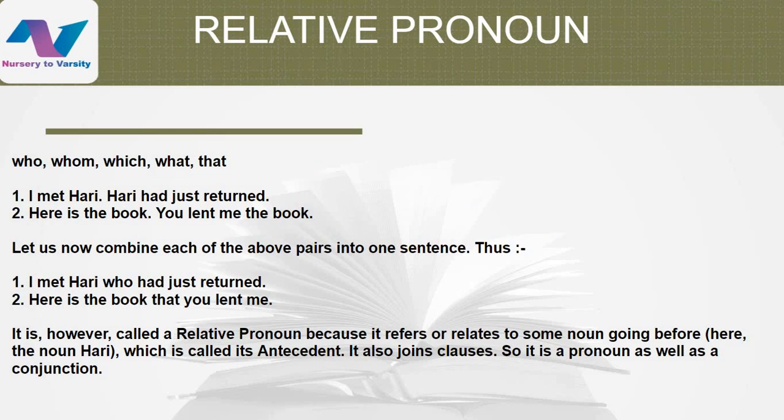Moving on to the next, that is relative pronoun. Here we use who, whom, which, what and that as relative pronouns. These are basically used to combine two sentences, and that is the reason they are also known as conjunctive pronouns. Now, let's see, for example, I met Hari. Hari had just returned. No, the sentence should be I met Hari who had just returned. Second one, here is the book, you lent me the book. Here is the book that you lent me. Now you can see the difference after using the pronoun in the sentence, how concise and how accurate these sentences are now.